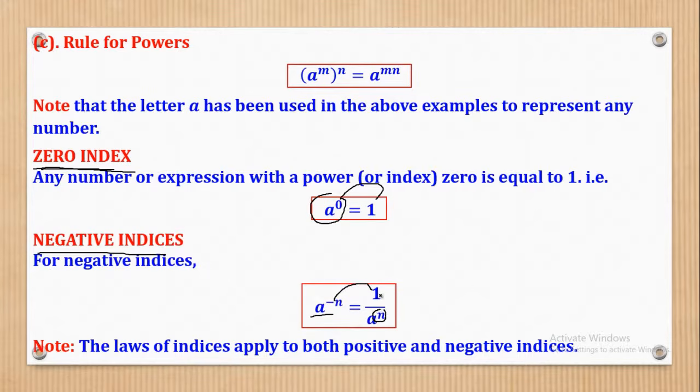I think you realize that if this power is negative and you want to make the power positive, you have to get the reciprocal of this and make the power positive. So the note here is that the laws of indices apply to both positive and negative indices. So these values of M and N can either be positive or negative, or one can be positive and another one negative, and the rules will still apply.